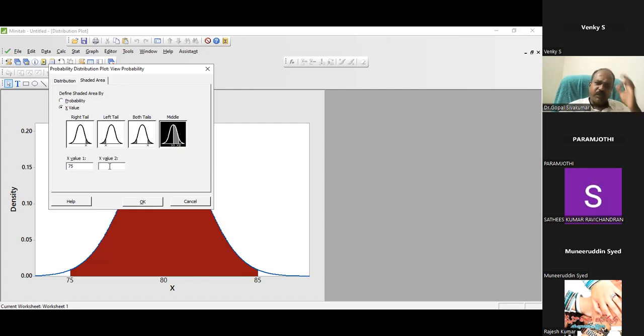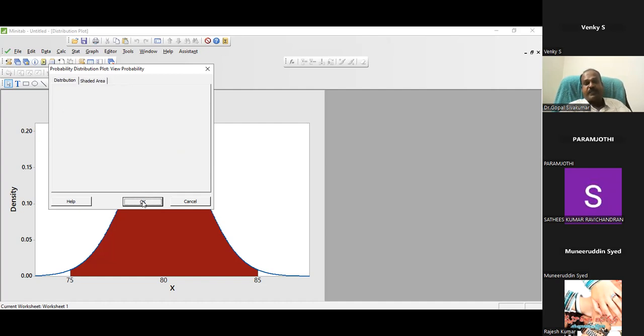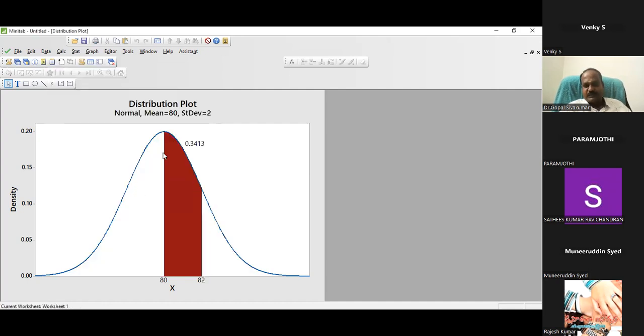Any mark you can type. Suppose I want to know the possibility for a student to score between 80 and 82. What will be the chance for a student to score between 80 and 82? It will be very less. How much is it? 34%. Am I right?